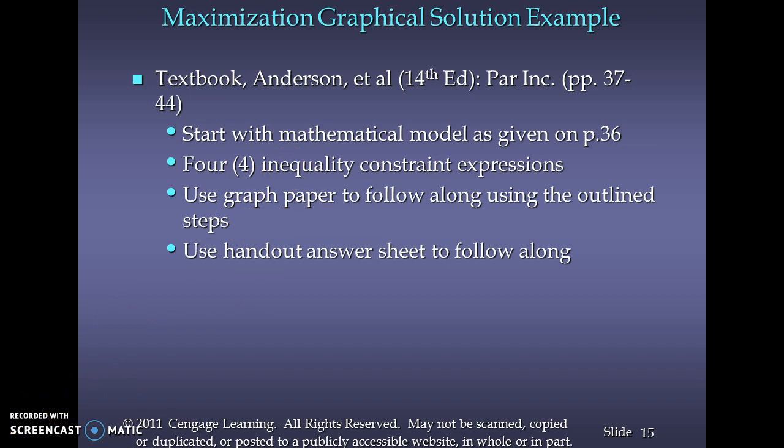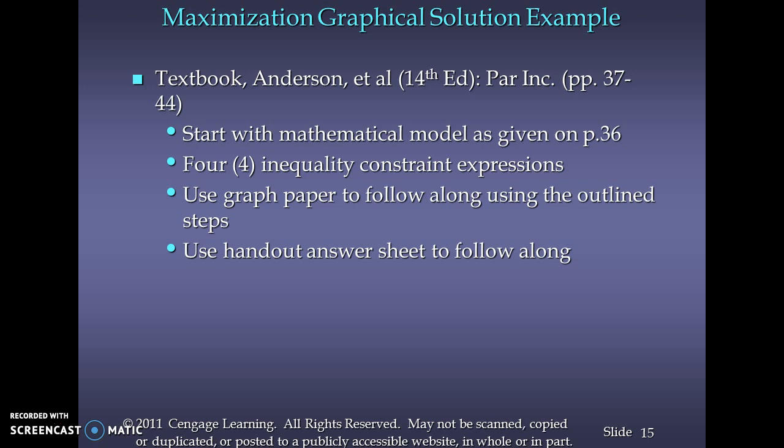All right, so referring to that Par Inc problem, we are given the mathematical model that we developed ourselves as well, but let's refer to that on page 36, and I'm going to write it again on the answer sheet that's coming up next. We know that we had 4 constraint expressions for the 4 manufacturing activities.